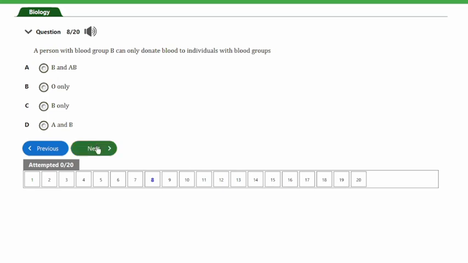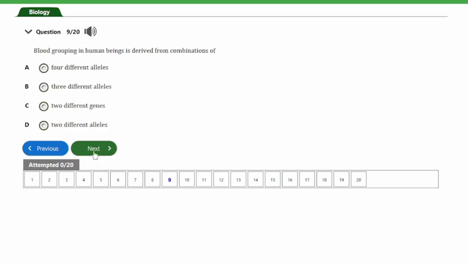It says, a person with blood group B can only donate blood to individuals with blood groups: A is B and AB, B is O only, C is B only, and D is A and B. So guys, the answer to this question is option A, and that's B and AB. A person that has blood group B can only donate blood to the blood group AB, which is the universal recipient that can receive from anybody, and blood group B, which is the same blood group as the person.